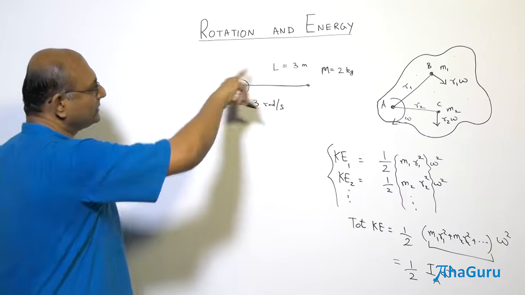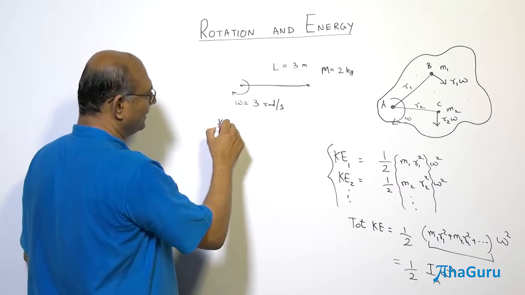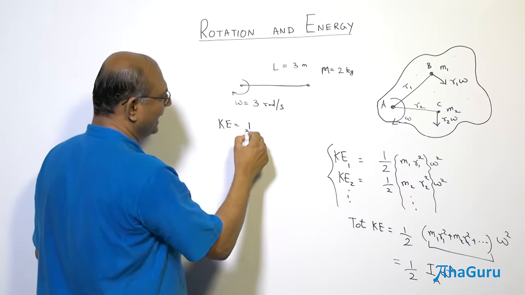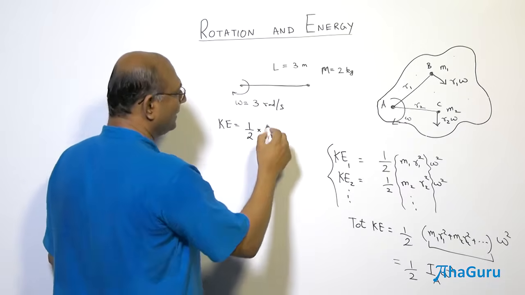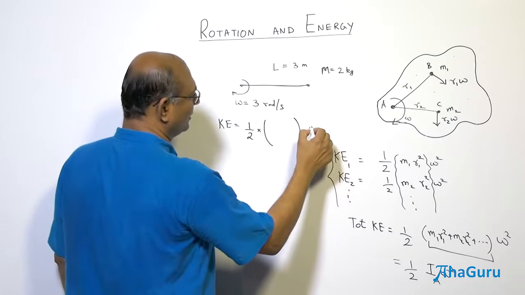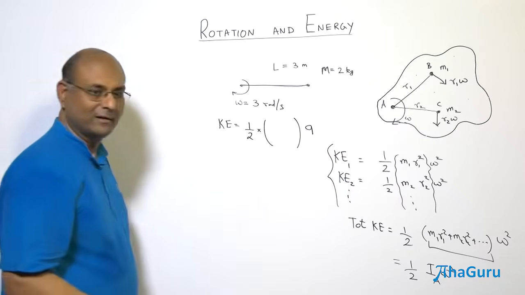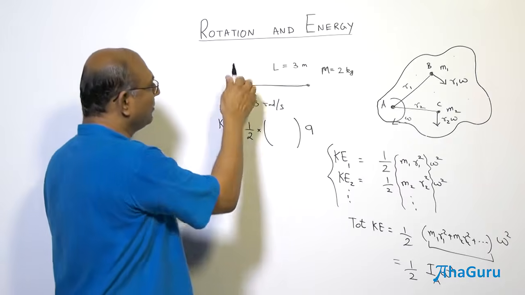Okay, what is the kinetic energy of this object then? Kinetic energy will be half I omega square. Now the omega square part is 9. Now what is I for this thing about this axis?